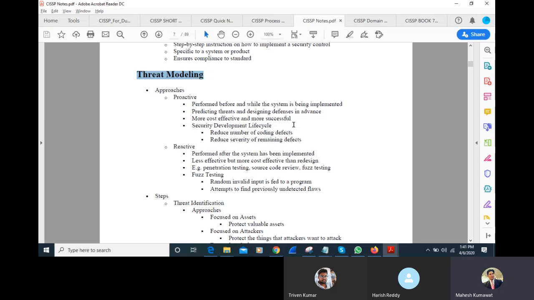So the reactive approach is performed after the system has been implemented. It is less effective but more cost effective than redesign. Examples: penetration testing, source code review, fuzz testing. Fuzz testing is basically where random invalid input is fed to a program, attempting to find previously undetected flaws.